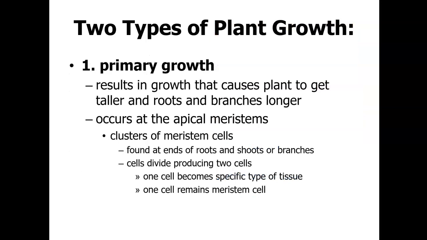So 2 types of plant growth. First, we have primary plant growth. It's going to result in the growth that's going to cause the plant to get taller and the roots and branches to get longer. This is going to occur at the apical meristem. The cluster of meristem cells is going to be found there, and in these, they're found at the ends of the roots and the shoots and branches. So cells are going to divide, producing 2 cells. One of those cells becomes a specific type of tissue, and then one cell is going to remain there as the meristem cell.